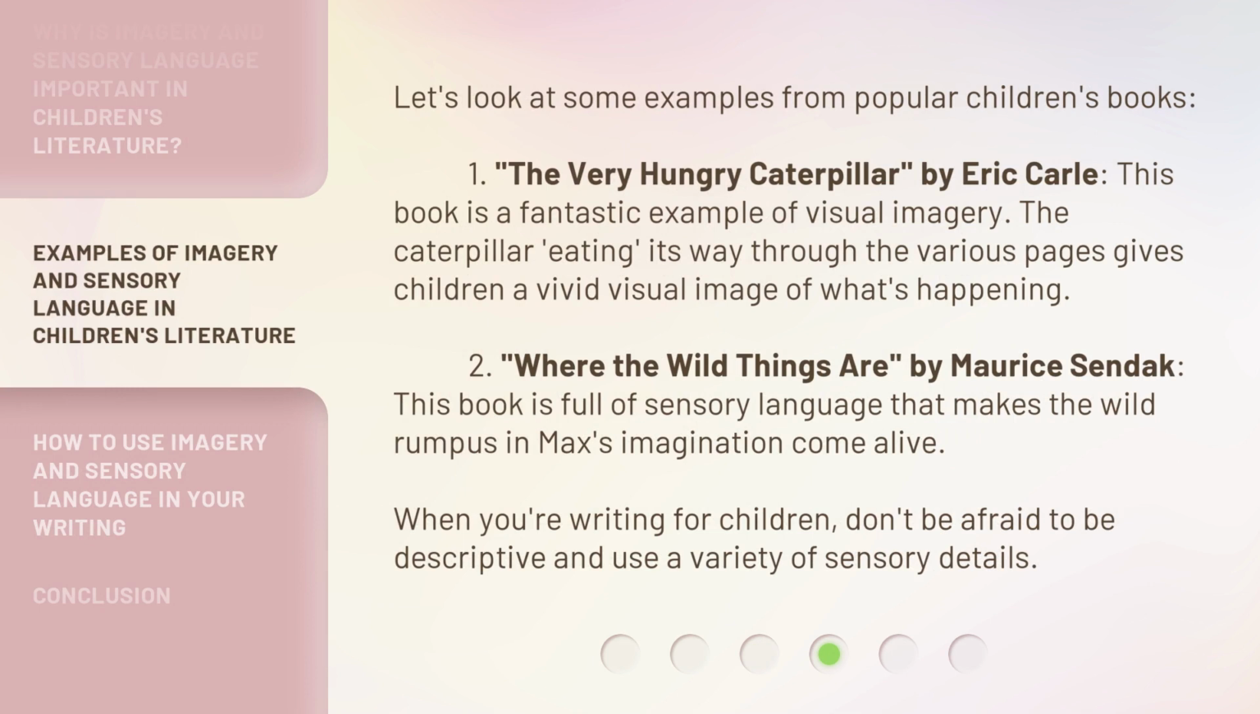Let's look at some examples from popular children's books. 1. The Very Hungry Caterpillar, by Eric Carle. This book is a fantastic example of visual imagery. The caterpillar, eating its way through the various pages, gives children a vivid visual image of what's happening. 2. Where the Wild Things Are, by Maurice Sendak. This book is full of sensory language that makes the wild rumpus in Max's imagination come alive. When you're writing for children, don't be afraid to be descriptive and use a variety of sensory details.